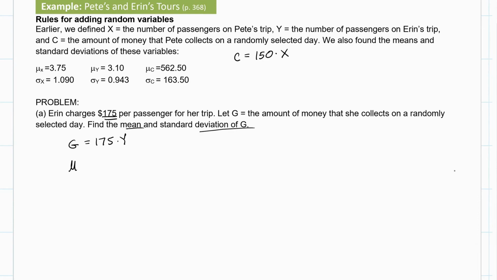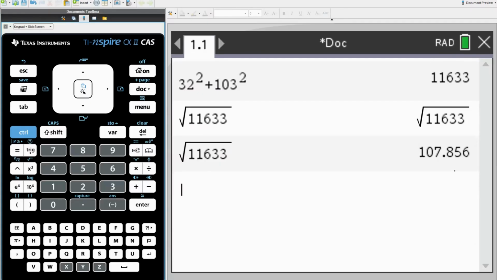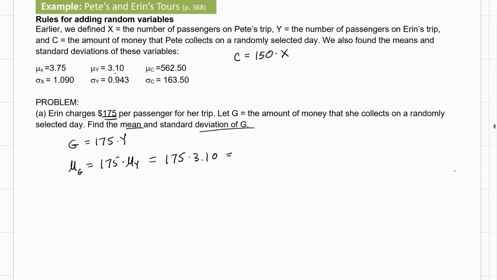Well, the mean of G, as we found out earlier, is the transformation of the mean of Y, which is 175 times that mean, which is 3.10. And let's go over here, 175 times 3.1, and that ends up being 542.50, and that unit is in dollars.